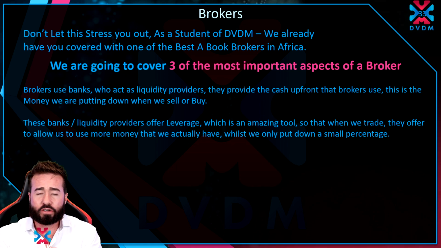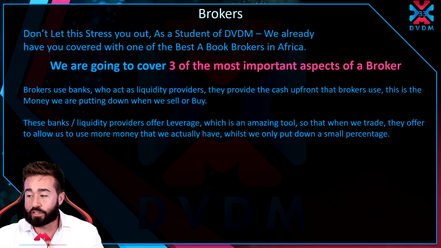So brokers use banks who act as liquidity providers. When we talk about A-book liquidity, we're talking about a broker who has access to real markets, real instruments, real liquidity out there, which is what they can then offer onto us.